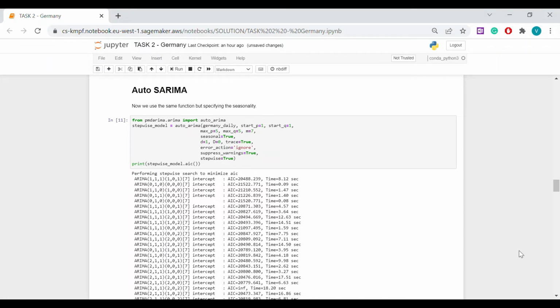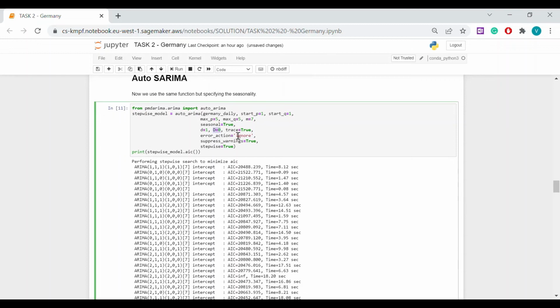Now we use the same function, but specifying the seasonality this time. So we set the seasonal parameter as true. We add capital D, which is equal to 0 in our case. I did not specify here the start capital P, start capital Q, max capital P, and max capital Q parameters, so the function will be using the values set by default.